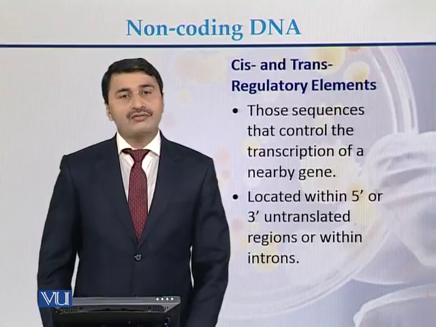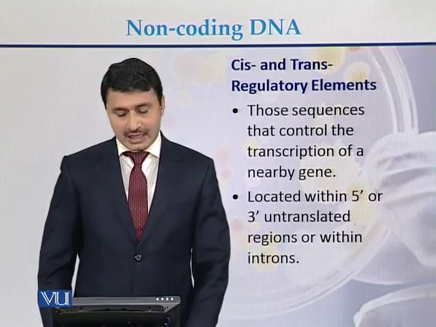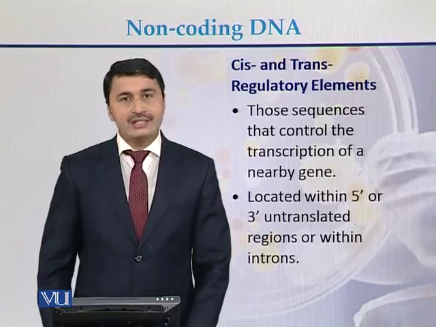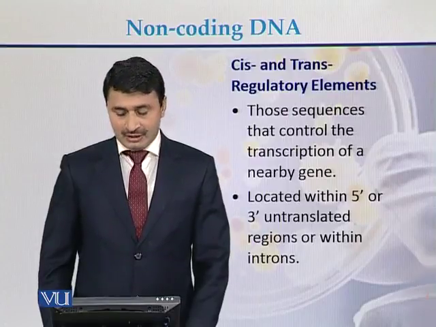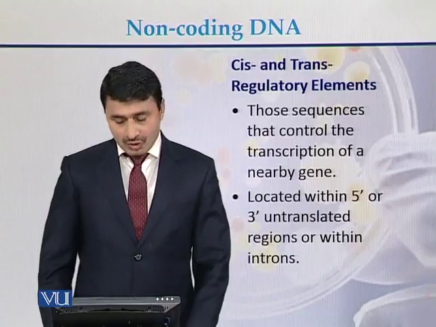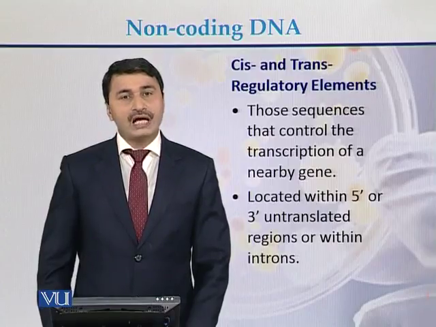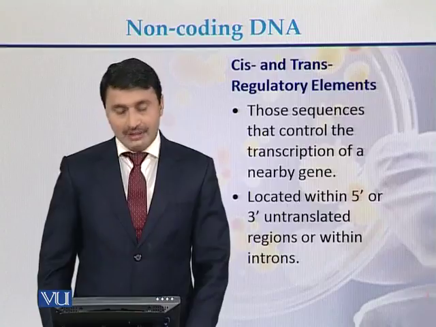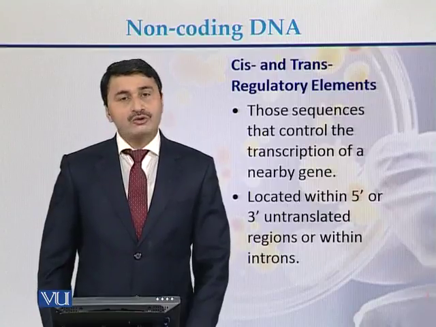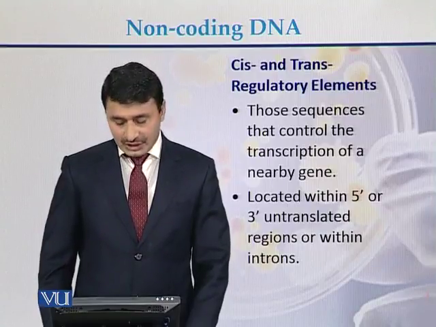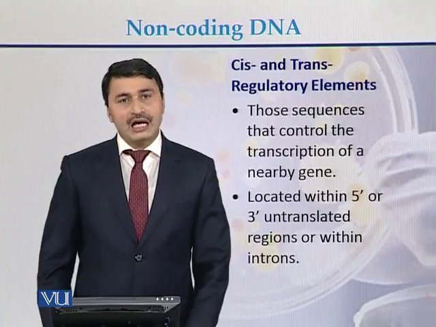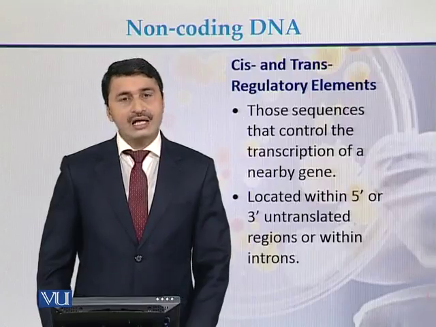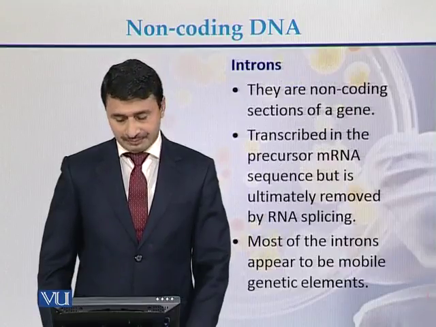The second type of non-coding DNA is called cis and trans regulatory elements. Those sequences that control the transcription of the nearby gene are called cis and trans regulatory elements. They are usually located towards the 5' or the 3' end, or even within the introns. So they are called cis and trans regulatory elements.